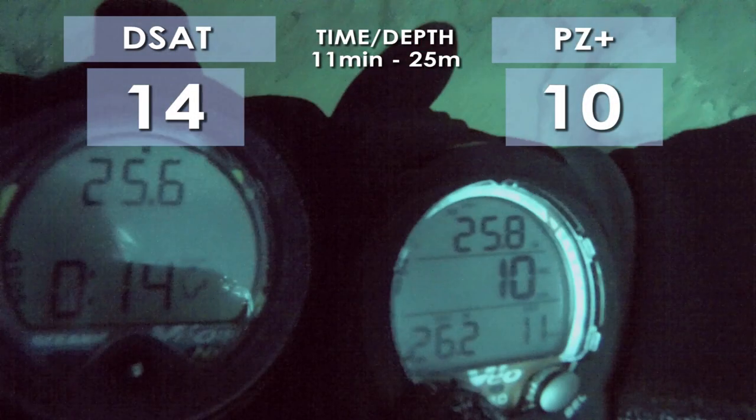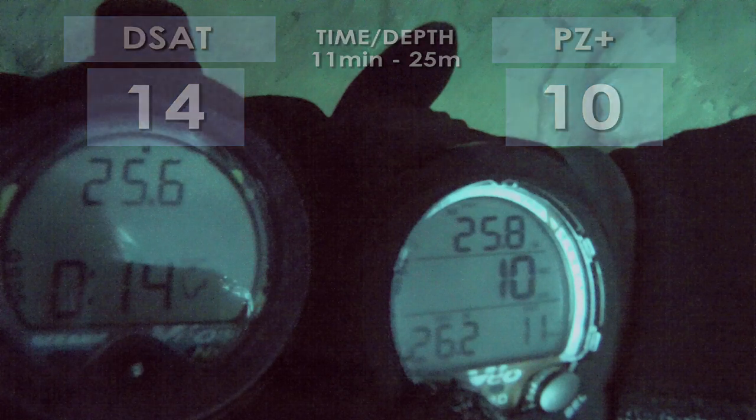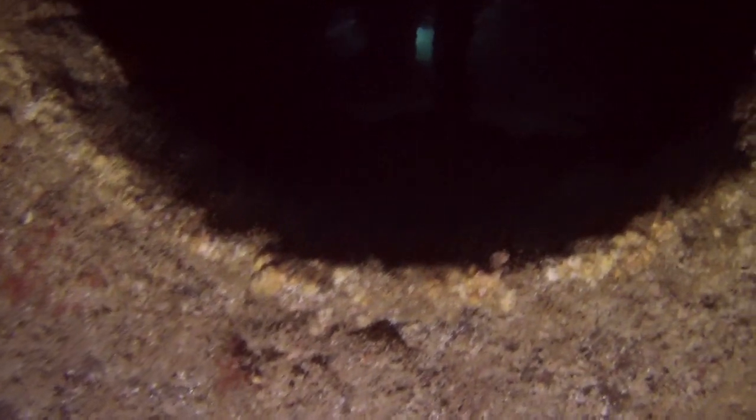11 minutes in, checking the remaining NDL dive time. DSAT is at 14 minutes, PZ Plus is at 10 minutes. Now into the back of the sub. It's a little tight here with all the poles. Sorry if it gets a bit shaky, I've got both hands full.